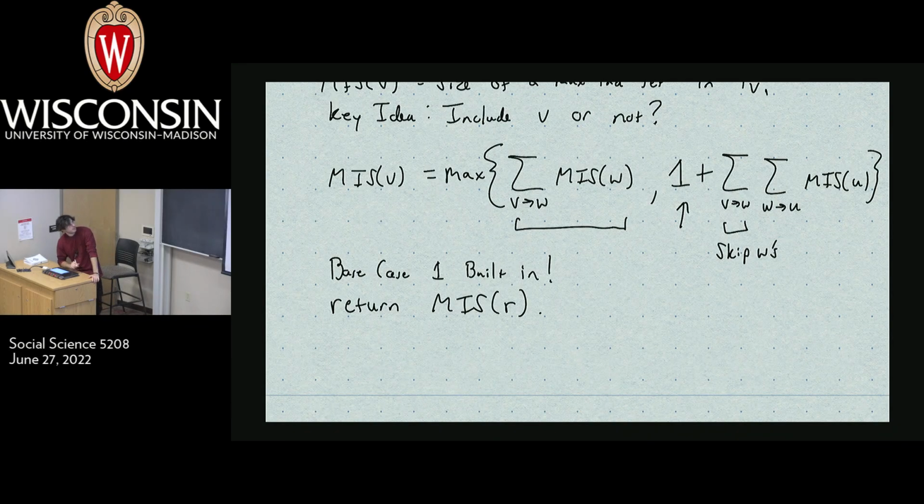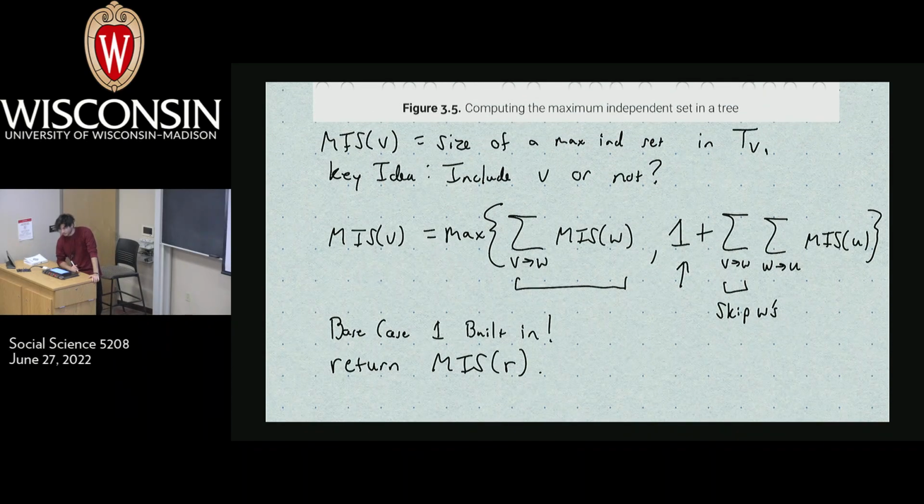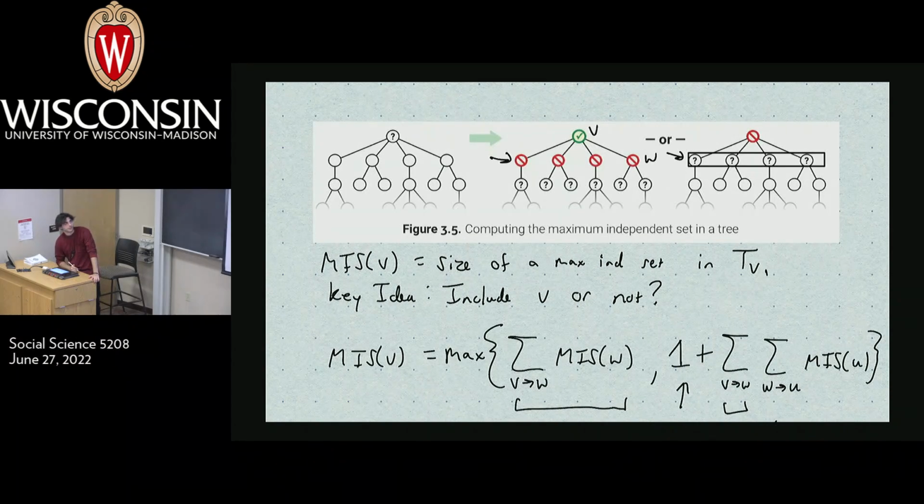Okay? So any questions about the algorithm? If we look at it pictorially, that's what it's doing. It either takes V or it skips V and then chooses the best of both. And it recursively computes either the children or grandchildren depending on whether we're allowed to include the children or not. Any questions?